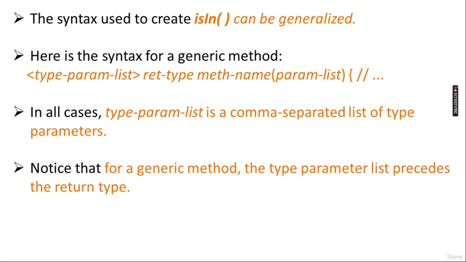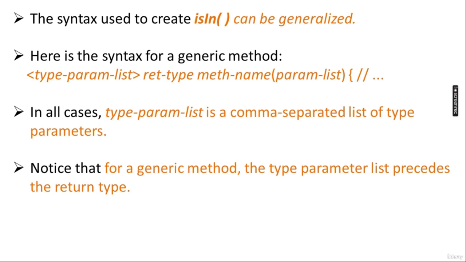The syntax used to create generic methods can be generalized: <type-param-list> return-type method-name(param-list). This is the generalized syntax of the generic method. The type parameter list is a comma separated list of type parameters, then the return type, and then the method name and parameter list. For a generic method, the type parameter list precedes the return type. So before the return type, comes the type parameter list, for a generic method only.